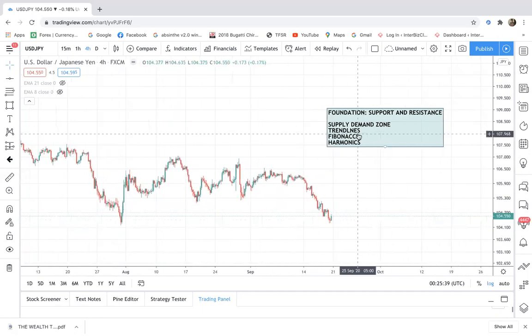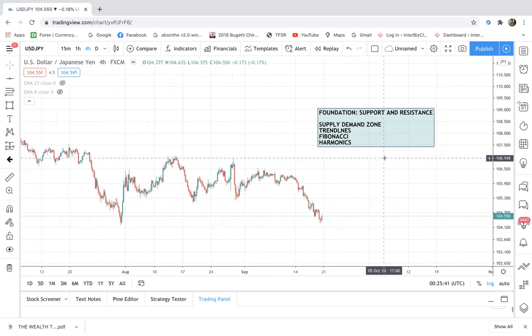And then we're going to have the supply and demand zones. We're going to be going over trend lines. We're going to be going over Fibonacci retracements and also harmonics.